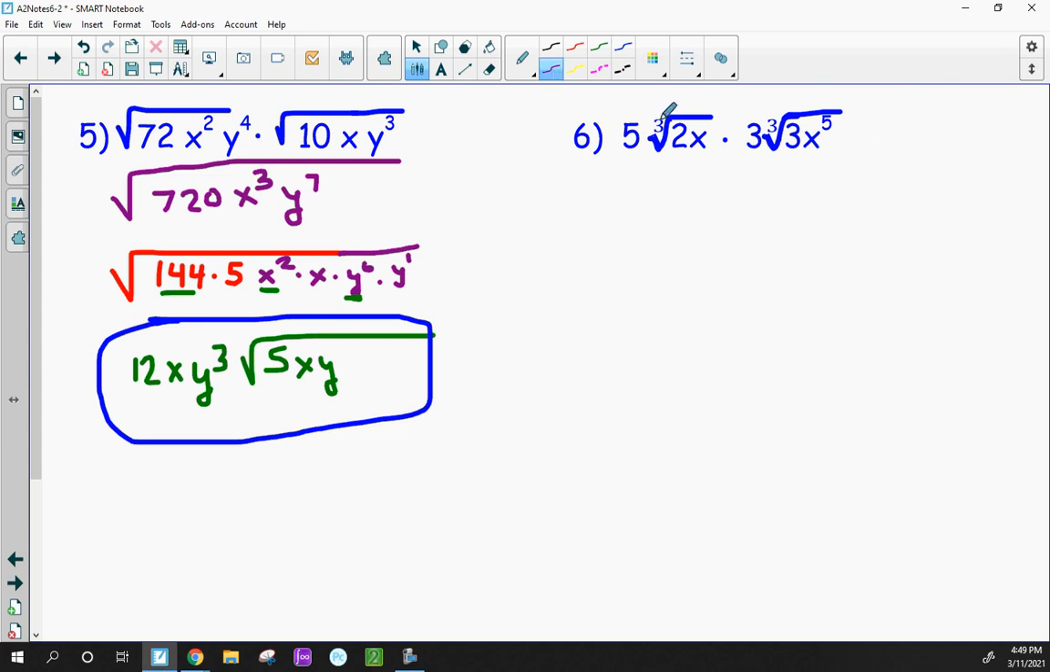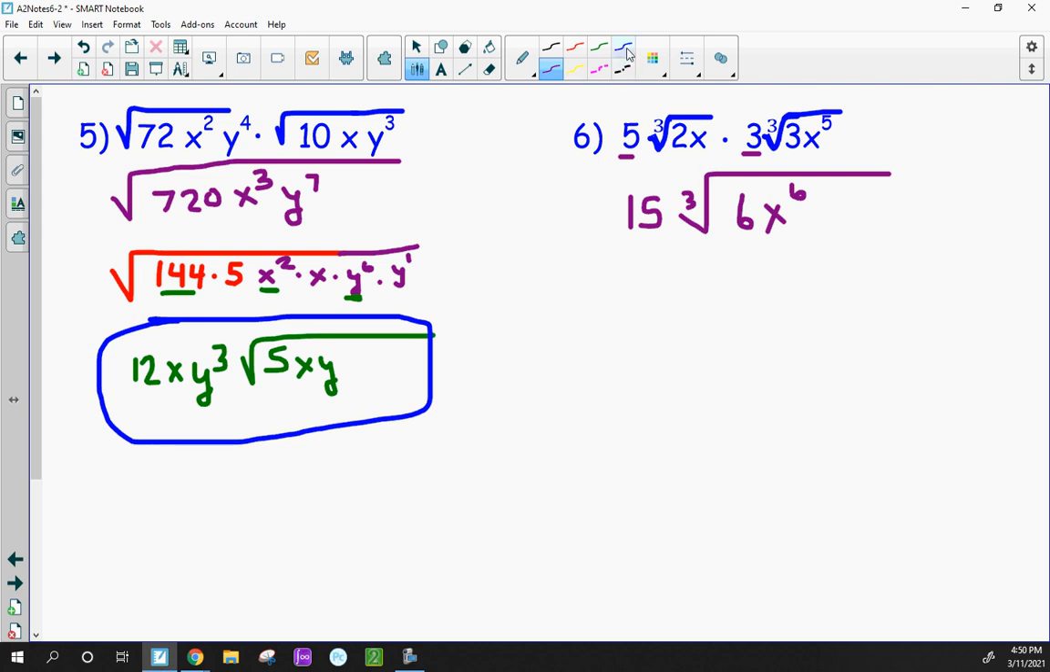Okay, on number 6, notice that it's cube roots this time, so our brain's got to switch back to the perfect cube list. Because the index numbers are the same, we can continue to multiply. We're going to multiply the numbers in front that we see first. 5 times 3 is 15. We're then going to multiply the numbers underneath, the radicands. 2 times 3 is 6. X to the first times x to the fifth is x to the sixth.